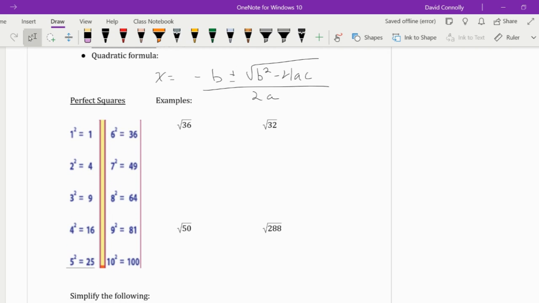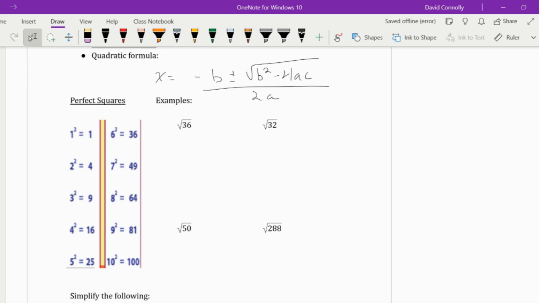Now, the first one says the square root of 36. As you can see on the left here, 36 is a perfect square. And if you remember, you can just go straight to the answer on this one and say that the square root of 36 is 6. But if we forget, or if it's not a perfect square, there's another method to get to this answer, and that's what we're going to look at now.